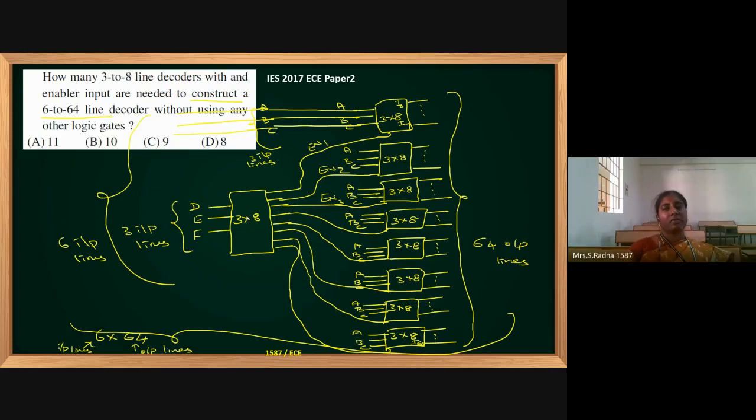So totally our answer is 9 decoders are required, and all of them are 3 by 8 decoders. Our answer is 9 decoders.